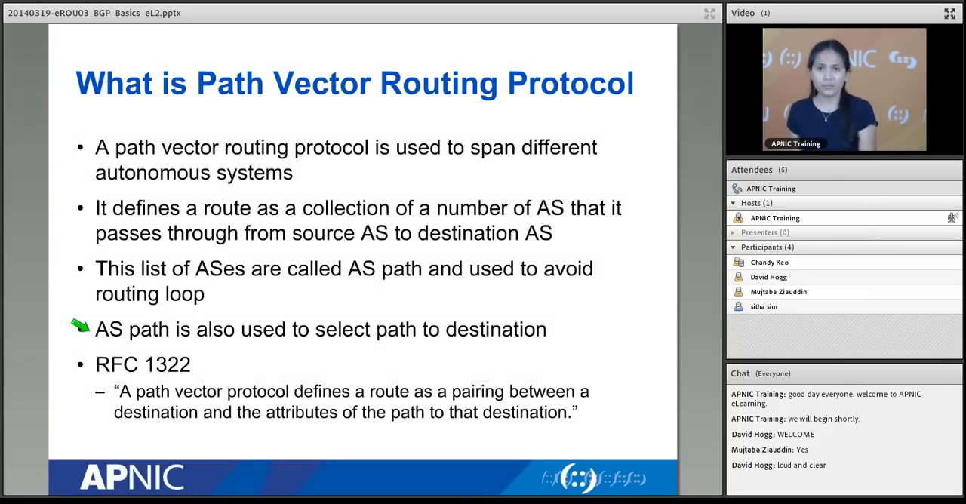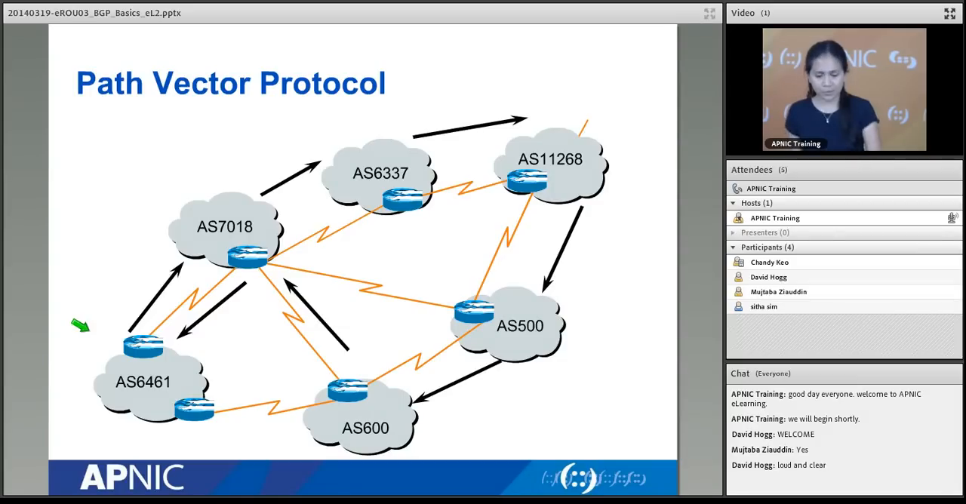Okay, but instead of using hops, you're using AS path to reach its neighboring routers. Now, I think I might have an example here. So let's look at this diagram here. For example, you have these many autonomous systems, these different networks.